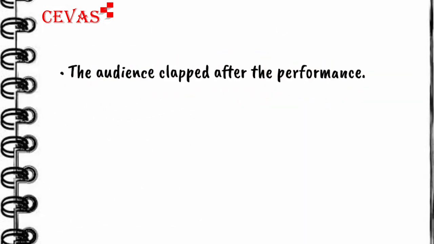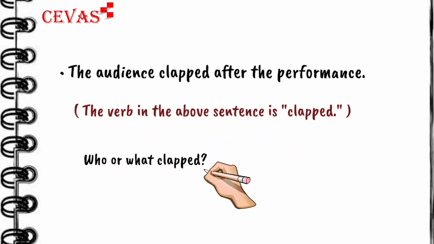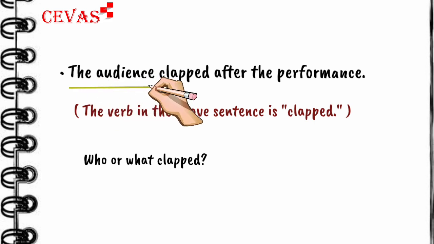The audience clapped after the performance. The verb in the above sentence is clapped. Who or what clapped? The audience did. In other words, the audience is the subject of the sentence.